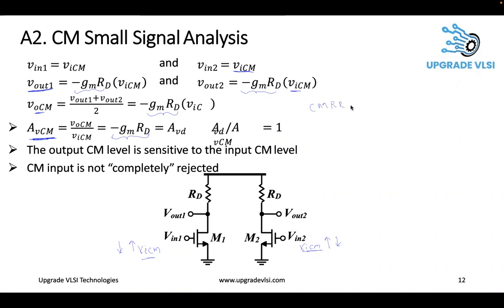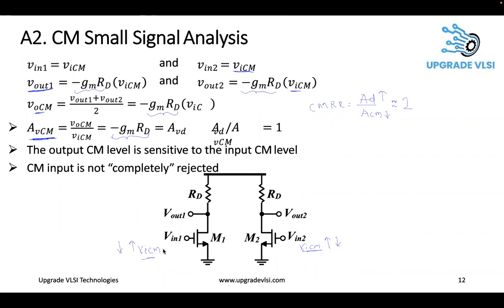So this is the one parameter, AD by A common mode. The differential gain and common mode gains are the same in this configuration. That's why it is 1. So this parameter has to be very small, in the sense the differential gain has to be, sorry, it should be high, and the common mode gain should be low.